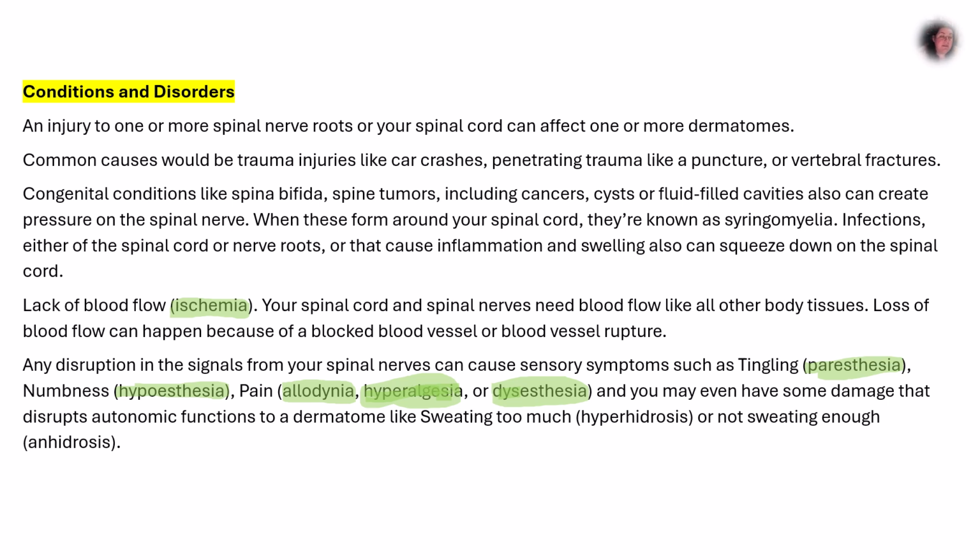You may even have some damage that disrupts autonomic functions to a dermatome, all right? Like sweating too much, that is hyperhidrosis, or not sweating enough, that is anhidrosis, all right? Remember that an means lack of or without, hidrosis being the condition of sweating, all right? Hyperhidrosis, excessive sweating, and anhidrosis, not sweating enough, believe it or not, can come from your dermatome. All right, that's all I have for today, and we'll be talking about myotomes a little bit later.